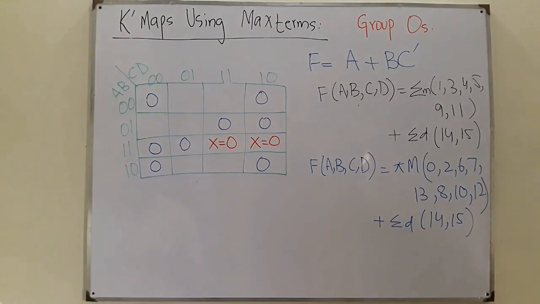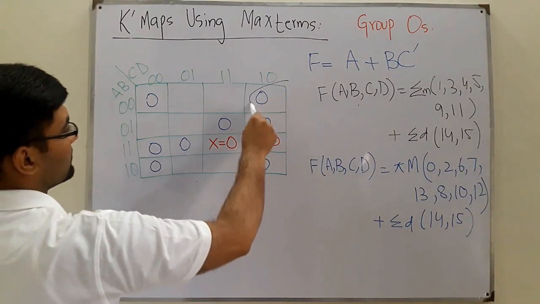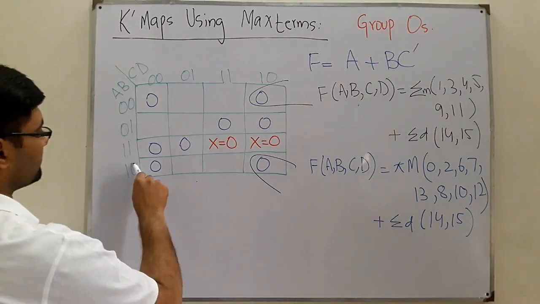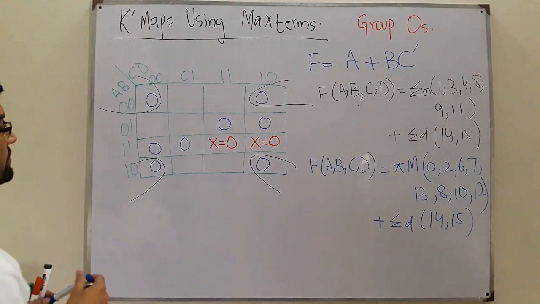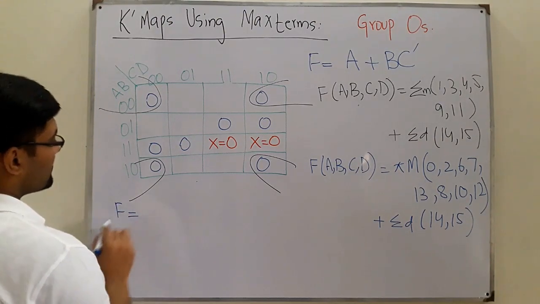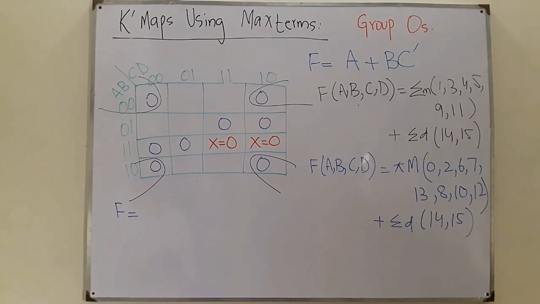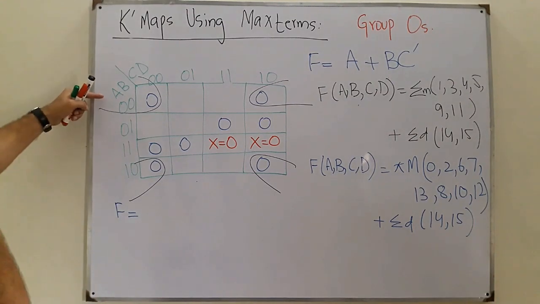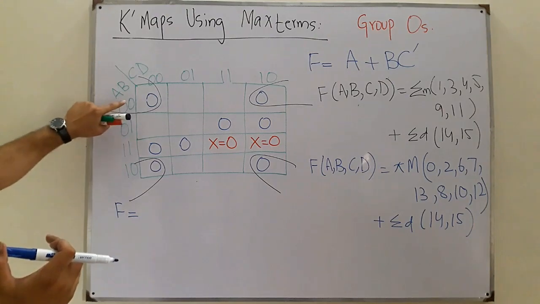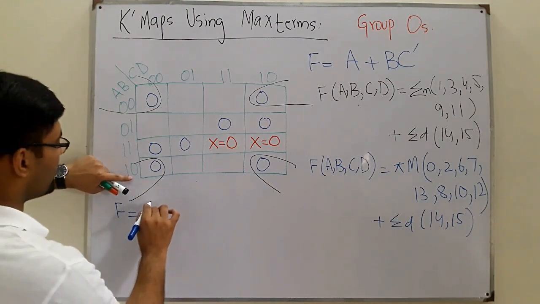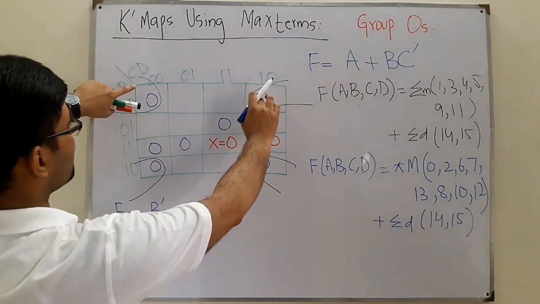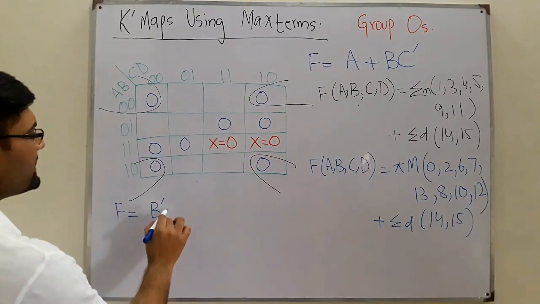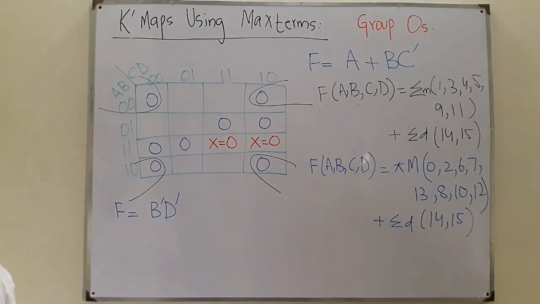Now you do what? You group, so first you go for a group of 4 zeros, which is over here, the corners. So let's say first we write that we don't confuse it again, okay? So now in this, what is not changing, all right? So we have a look. A is changing from 0 to 1, but B is not changing. So we have B in its complement form, B complement. And then C is also changing from 0 to 1, and D is not changing in its complement form. So B complement, D complement.